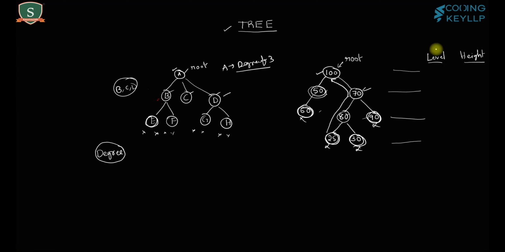There are two other terminologies, level and height. The distance of a node from the root is called the level of the node. For example, the distance from the root to 100 is 0. For 50 and 70, it is 1, then 2, 3. It is like the distance from the root is calculated.